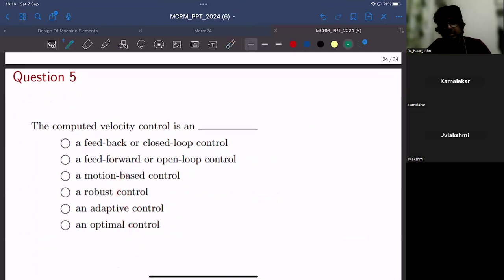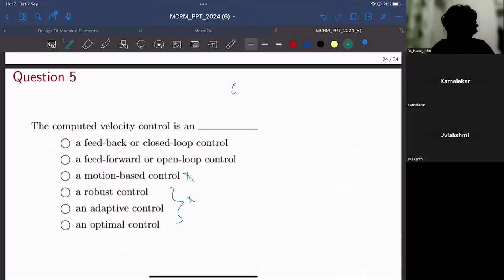Motion based controller means it's model free, but obviously we have a model term coming here because we have a Jacobian term coming in terms of a computed velocity control. So that is not the correct answer. And these are also not the correct answers because we haven't discussed any of these cases in our course. That leaves us to determine whether it is a closed loop or an open loop controller.